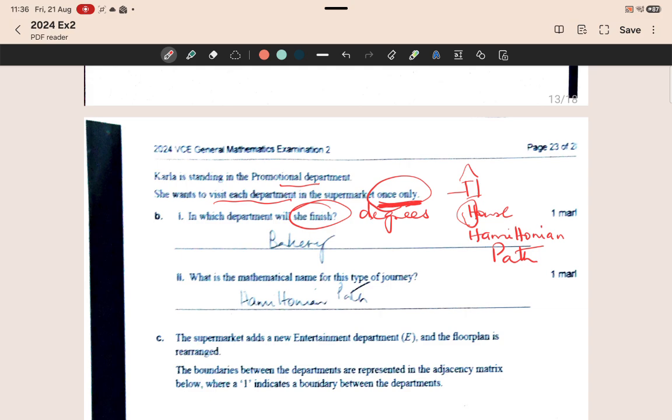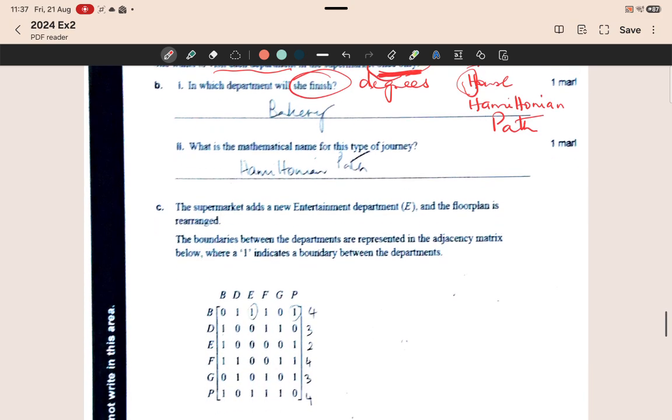The supermarket adds a new entertainment department E, and the floor plan is rearranged. The boundaries between the departments are shown in an adjacency matrix. Now this is a matrix that shows all direct connections between locations. All direct connections.